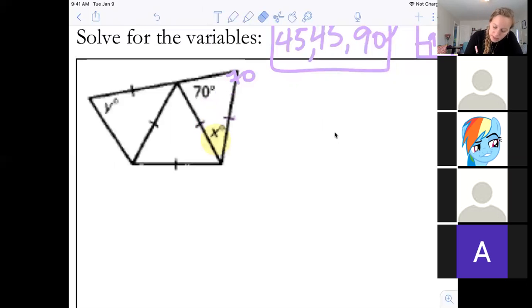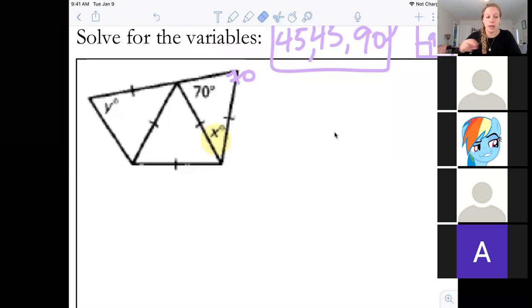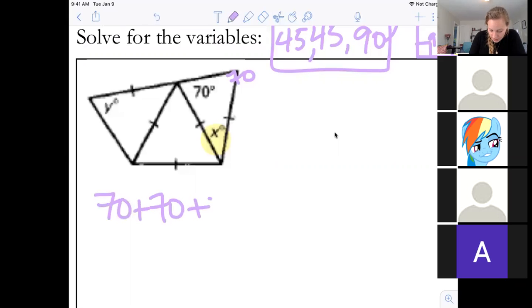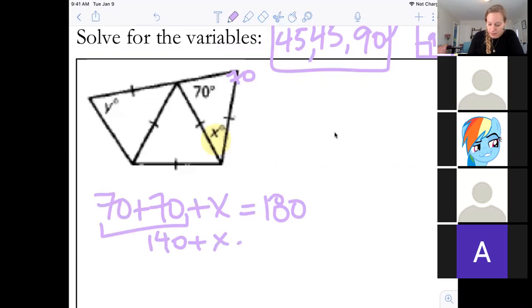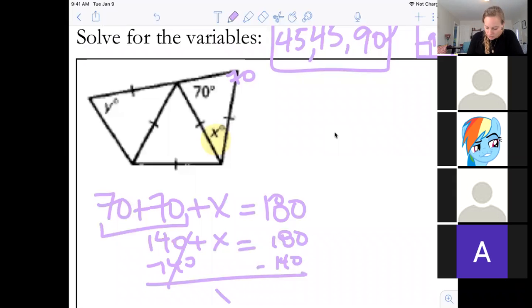Awesome. Good job, Ava. Somebody else tell me now, how am I going to find x? How do I find x now? You add 70 plus 70 plus x equals 180. Awesome, Silas. 70 plus 70 plus x equals 180. All my angles in a triangle add up to that. 70 plus 70 is 140, plus x equals 180, minus 140. x equals 40.